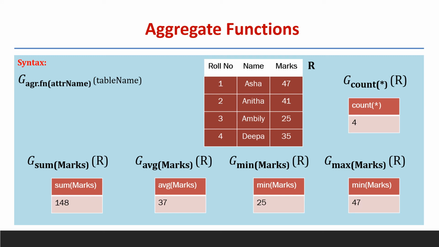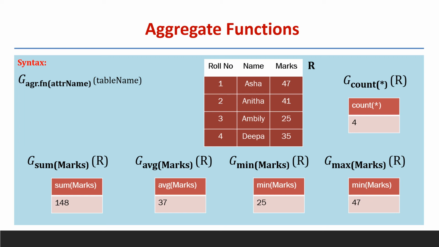To represent these aggregate functions, the syntax is G, aggregate function of attribute name, followed by the table name. So the aggregate function in brackets with the attribute name is given as the subscript to the letter G. That is the syntax for representing these aggregate functions. Okay, fine. Now let us look at an example.